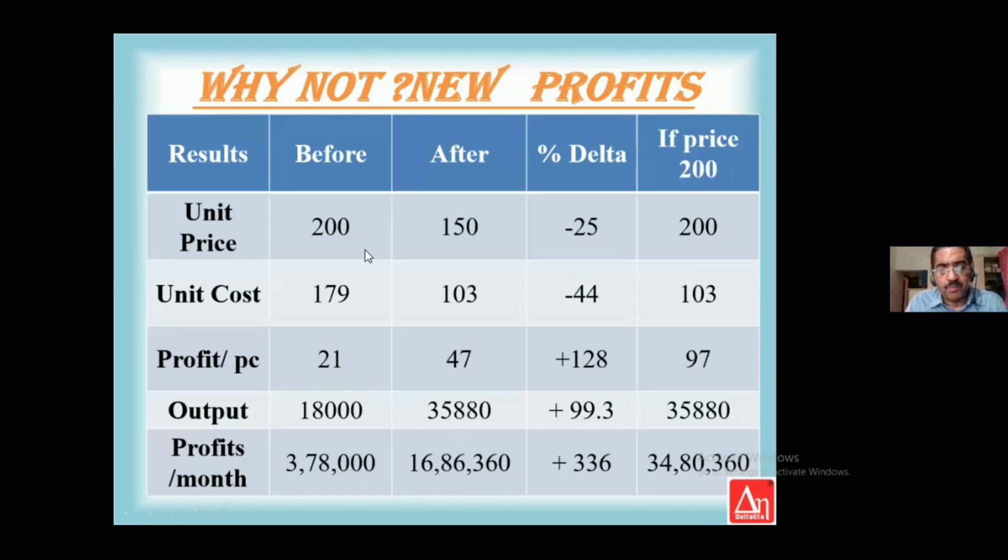The initial present unit price 200, you made it to 150, as the customer demanded. Unit cost from 179, you bring it down to 103. Profit per piece from 21, you increase it to 47. Output from 18,000, you make it to 35,000. And profits per month from 3.78, you can take it to 16.86 lakhs. This is with a reduced price. In case the price was 200 rupees, you will land up with a profit of 34,80,000 rupees per month.